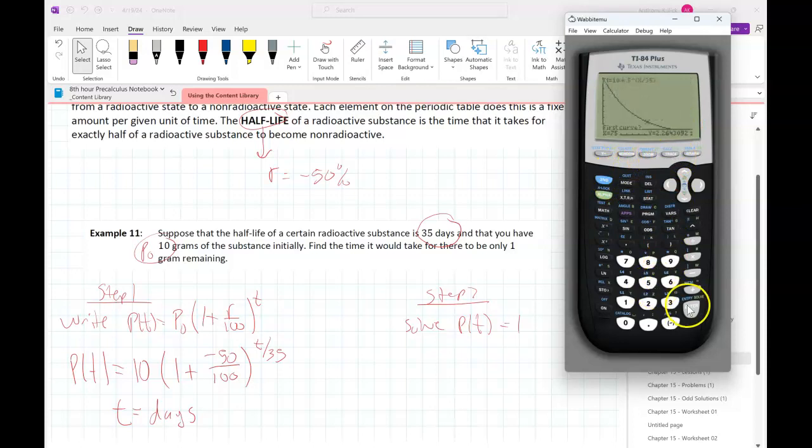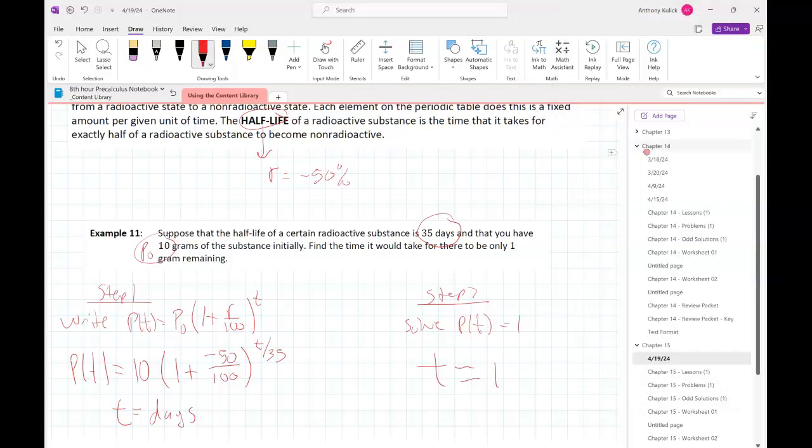Second trace, intersect command, enter, enter, enter. And I get 116.3. And I'm done.